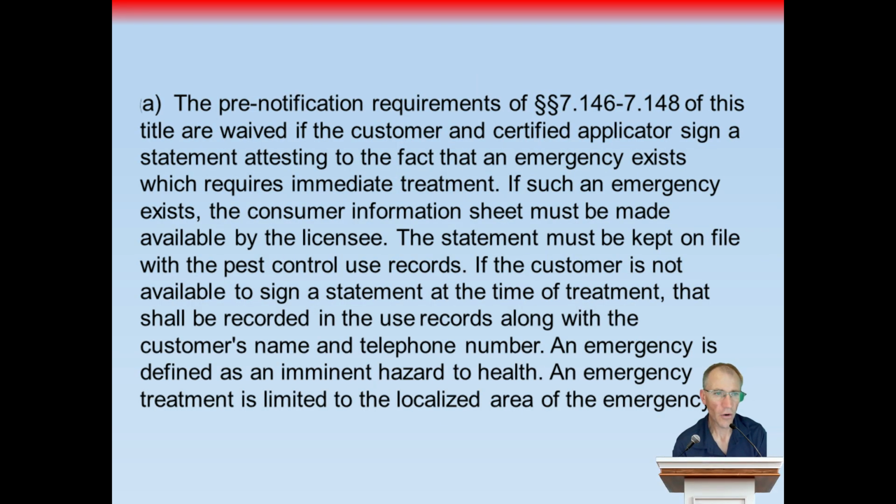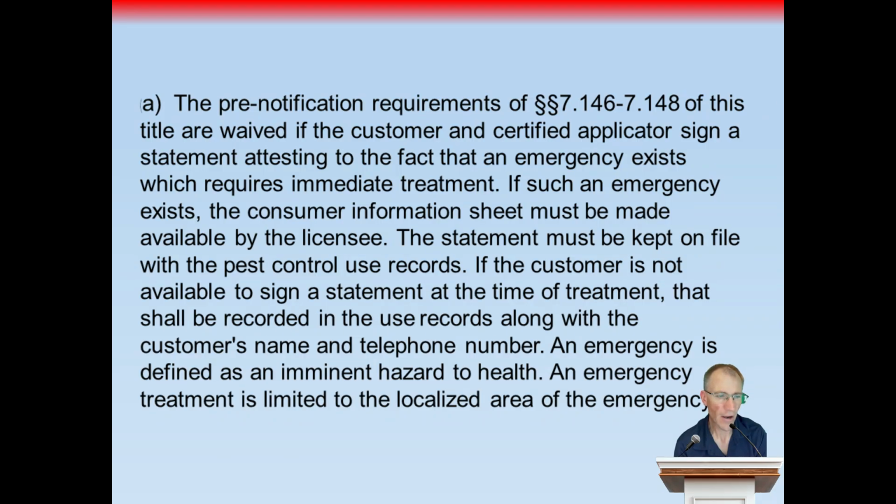A. The pre-notification requirements of 7.146 through 7.148 of this title are waived if the customer and certified applicator sign a statement attesting to the fact that an emergency exists which requires immediate treatment. If such an emergency exists, the consumer information sheet must be made available by the licensee. The statement must be kept on file with the pest control use records.